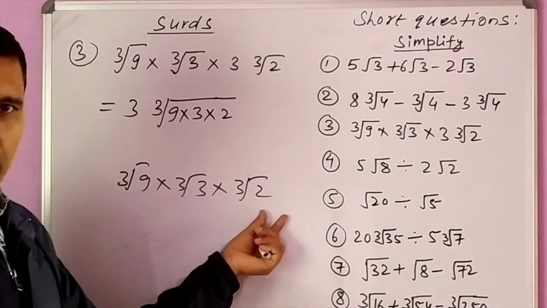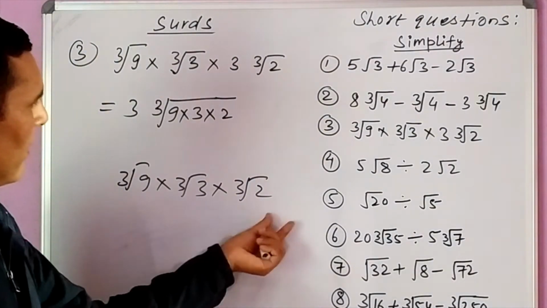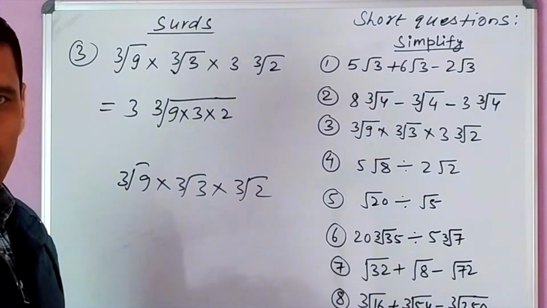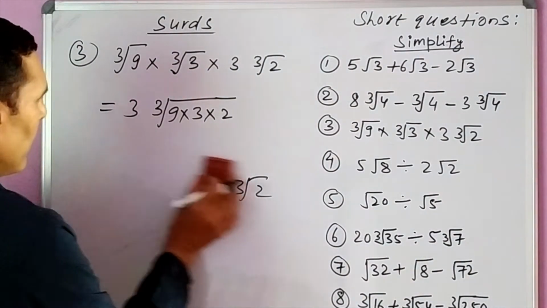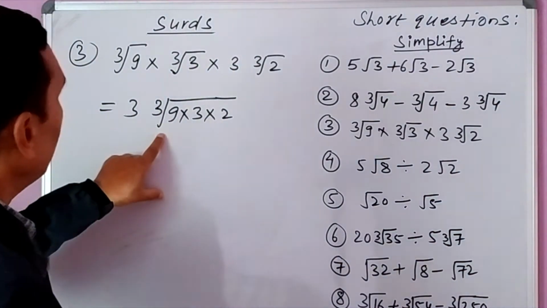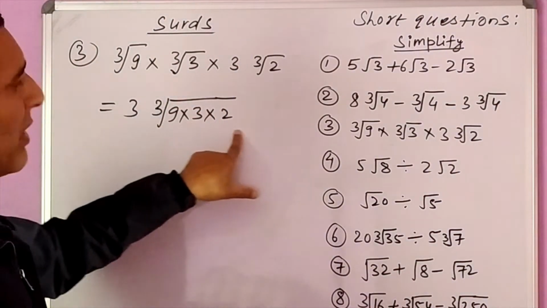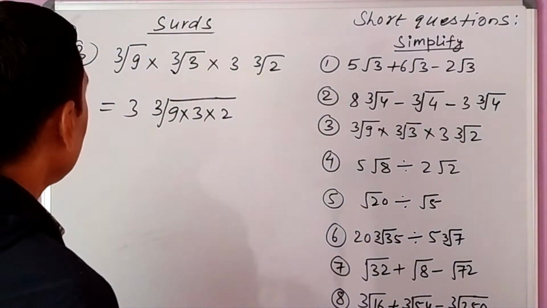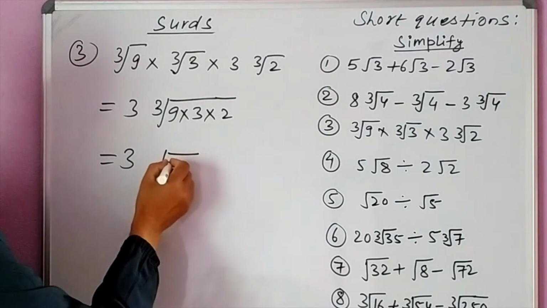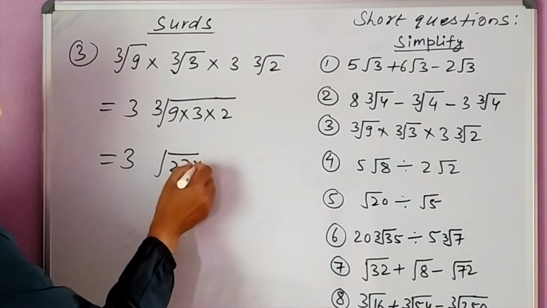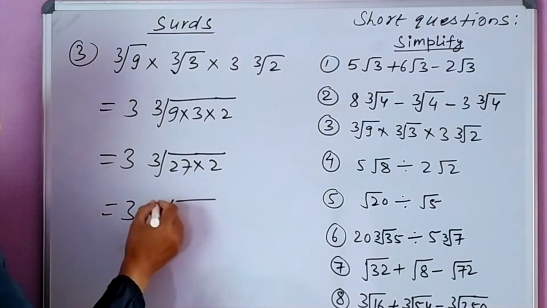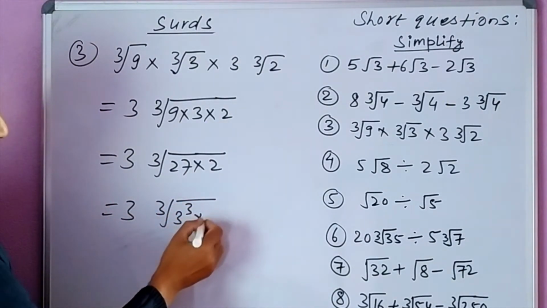Only the radicands are multiplied in the surd, that means within the same radical sign, having the same order. Coefficients are multiplied outside of this root sign, and radicands are multiplied inside the root sign. So it is 3 times cube root of 27 into 2. So cube root, it is 3 cube into 2.